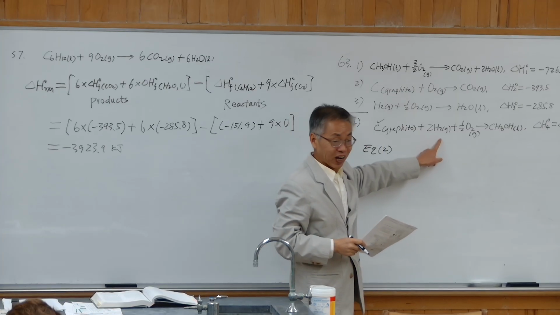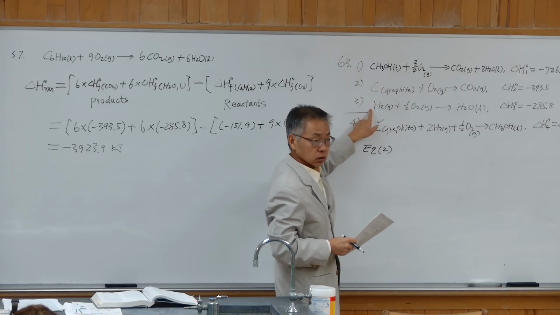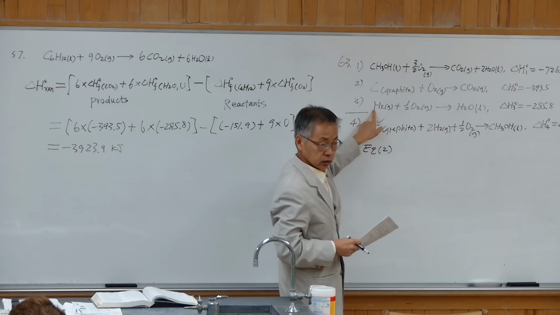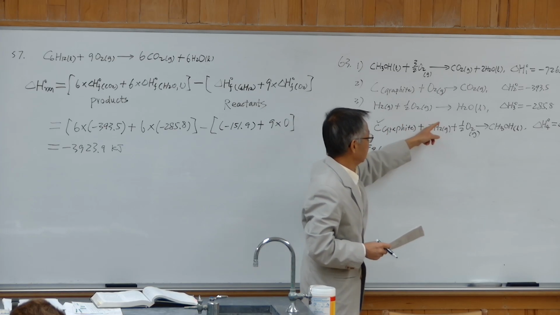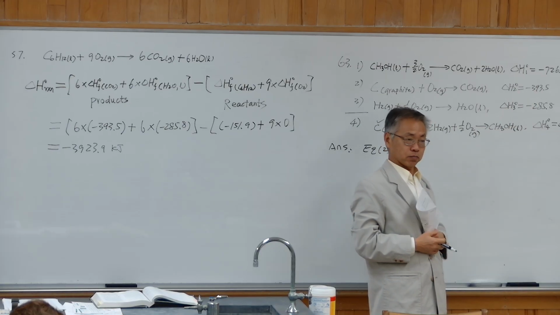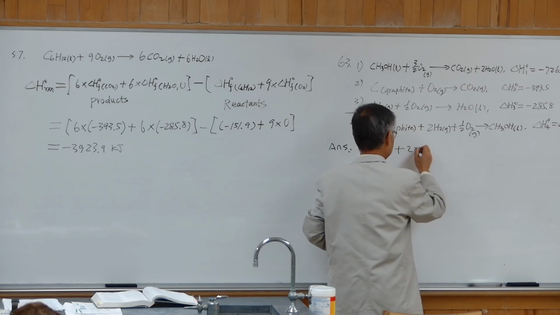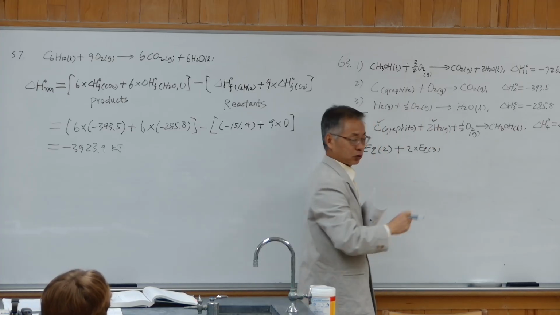Then we need 2 hydrogen. Which one has hydrogen? Equation 3. But equation 3 has only one hydrogen, right? Then multiply by 2. You multiply this equation by 2, then delta H is also multiplied by 2, right? This is a principle we learned. Okay. So we multiply equation 3 by 2, we get 2 hydrogen.